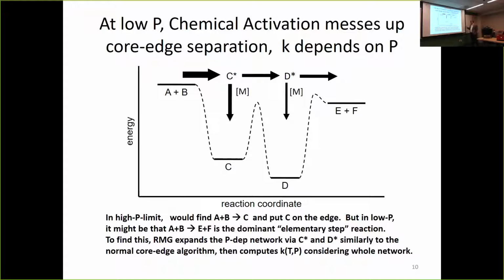So the way it does it, when you turn PDEP on, is one of the options in the beginning of your RMG job: you expand the network using these species C star and D star, these transient pseudo-species, and it grows the network this way. It makes C star, and then C and D star can be formed from that, and so on. And it grows the network involving these excited states.